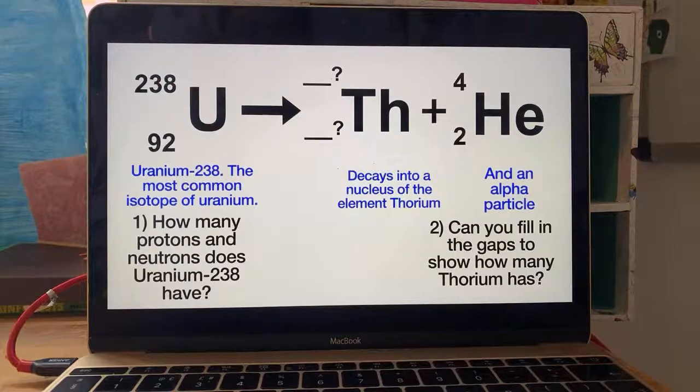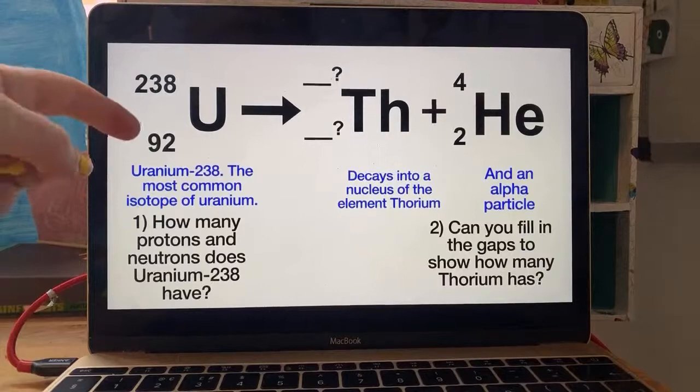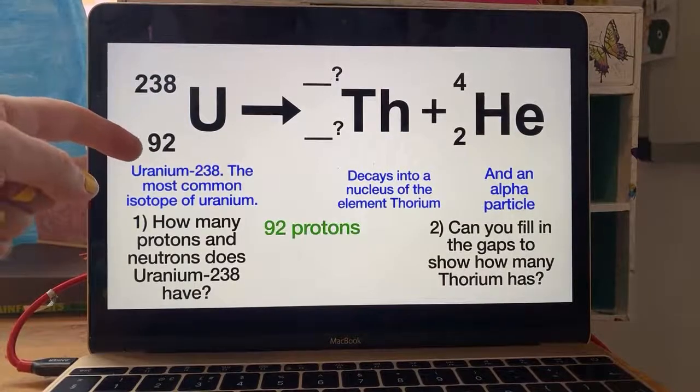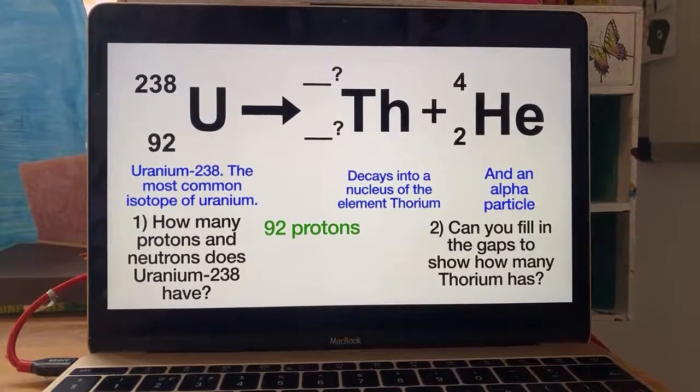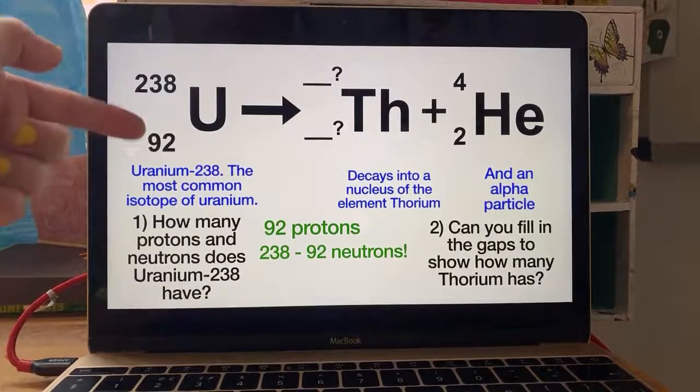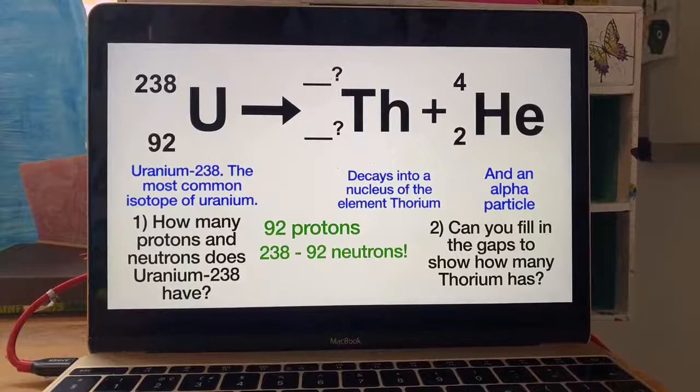How are you doing? How many protons and neutrons does uranium-238 have? I didn't tell you to bring a calculator, but some of you might find that a bit weird. Well, it's got 92 protons, because that's its proton number. Then the number of neutrons: I would be very happy if you'd written 238 minus 92, but if you can do that in your head, then the answer was 146 neutrons.